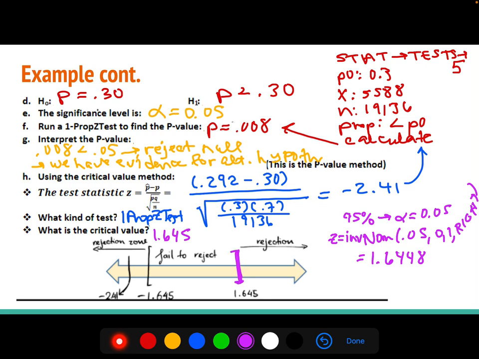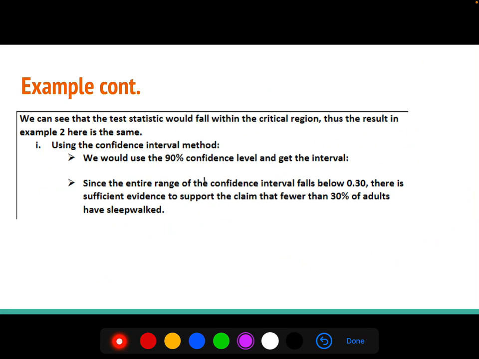So here's a little graphic at the bottom. Our critical value was at 1.645. We will fail to reject right here in the middle between the positive and negative critical value, and we will reject anything above or below. Now, ours was at negative 2.41. Since that's way below, that's why we rejected the null. Okay, let's look some more.